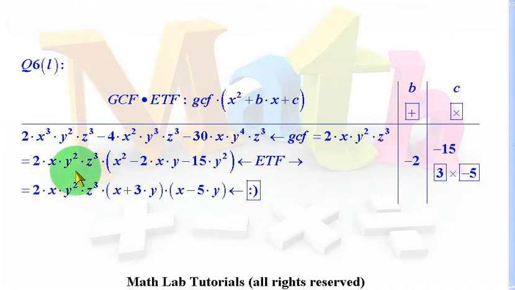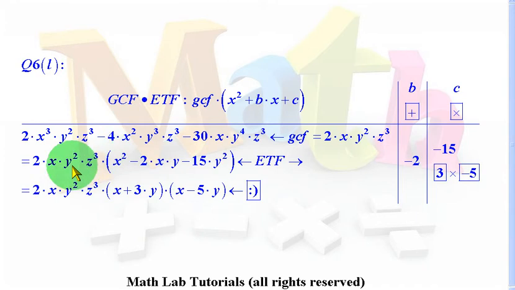Now the next step is to obtain the balance. And the balance we always get by doing term divided by GCF. If we look at the first term divided by the GCF, look at it carefully, the balance is x squared. If we look at the second term divided by the GCF, the balance is minus 2xy.